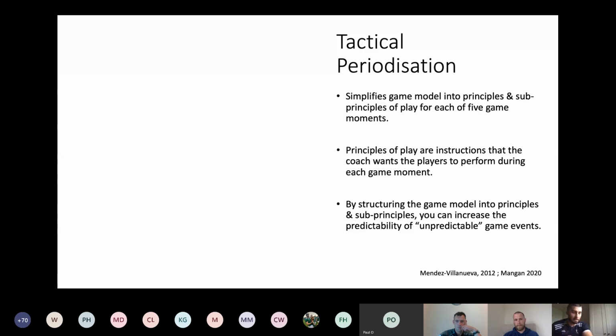Okay, so then the next part of tactical periodization, one of the key principles of it is breaking the game into principles and sub-principles of play for each of the 5 game moments. Okay, so the 5 game moments, attack right through to contesting possession, they're all the moments, and for each of those moments we can break it into principles and sub-principles. So the principles or sub-principles are the instructions that the coach wants the player to perform during each of these moments. By structuring the game model into principles or sub-principles, you can increase the predictability of unpredictable game events.